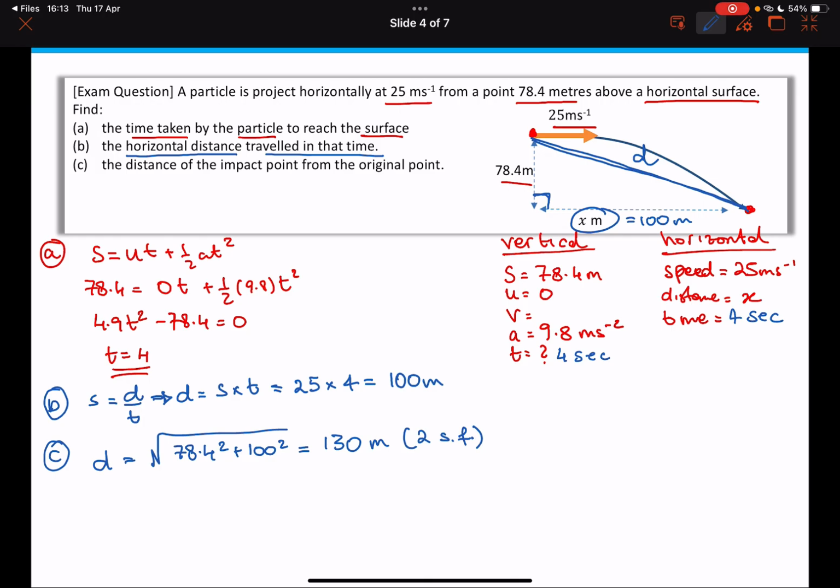So again, guys, every time you do a question like this, remember to break it down into a vertical component and a horizontal component. For the horizontal component, if you have two unknowns, that means you must start vertically and try to find something that you can pass on to that.